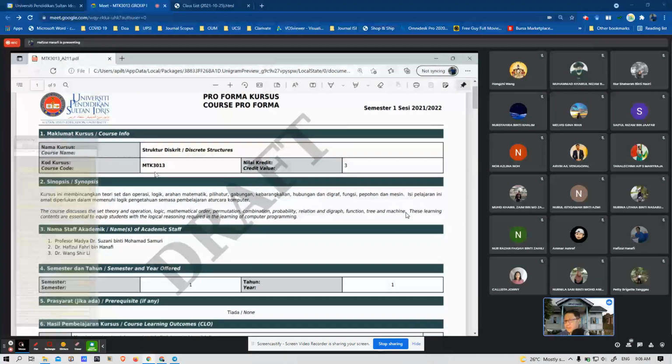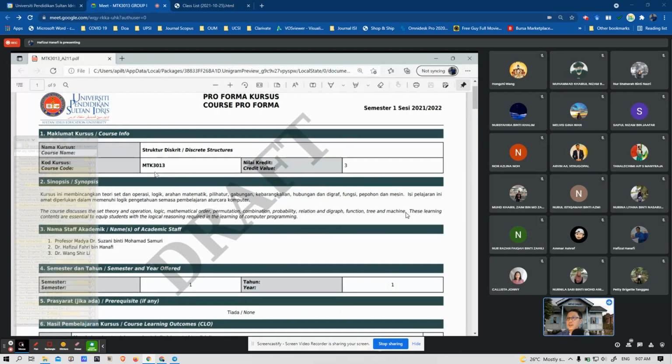Then probability, if-then, nested. And then we also have probability. Then we have relations and digraphs, and a lot of functions also. Functions we are looking at later, and then trees and machines.